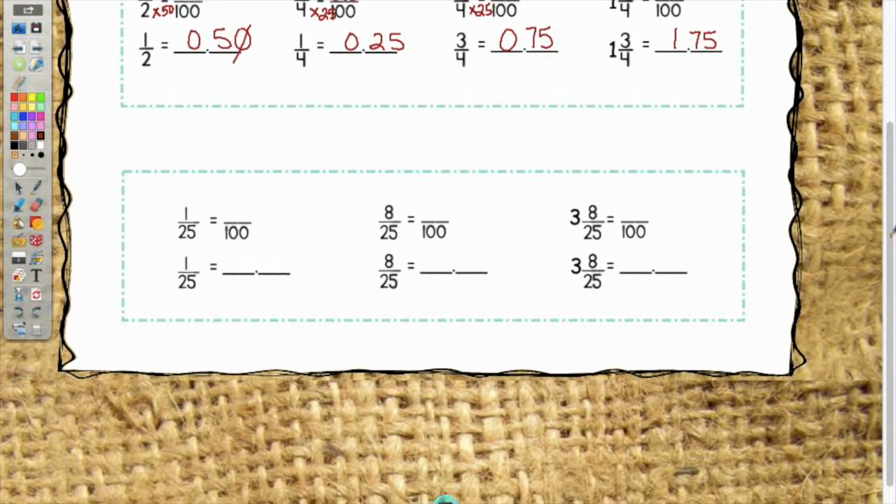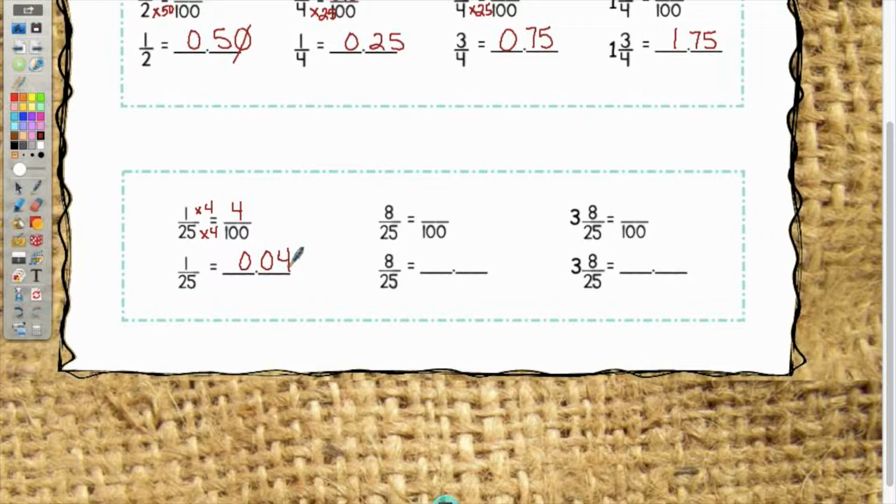25 times something. I think I'll start pulling sticks. Jenny, you can be first. So she says 25 times 4. So 1 times 4. 4 hundredths. How do I write it? 4 hundredths. Okay, so here's what we just figured out, boys and girls. We figured out that the fraction 1/25 written as a decimal is 4 hundredths.